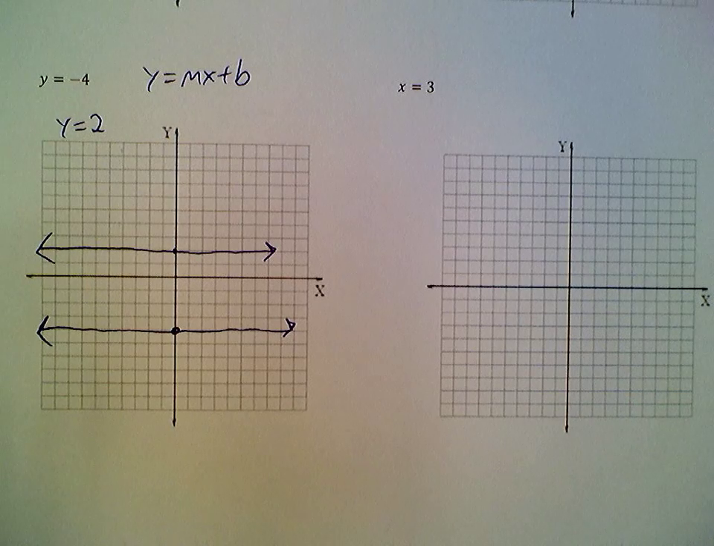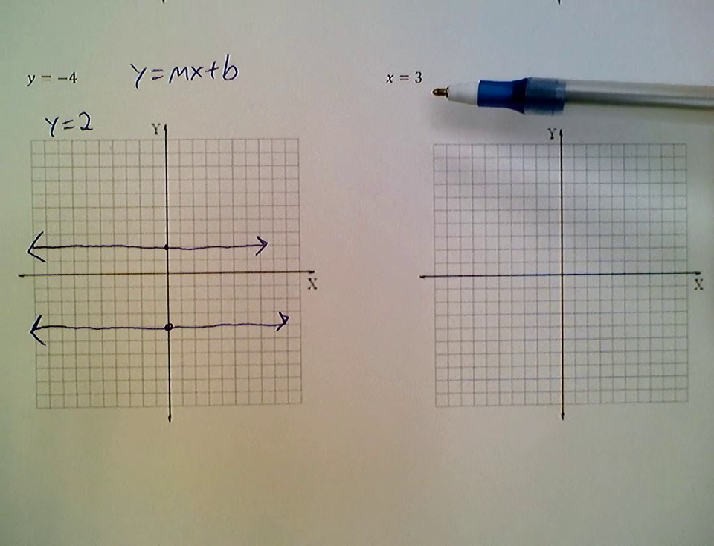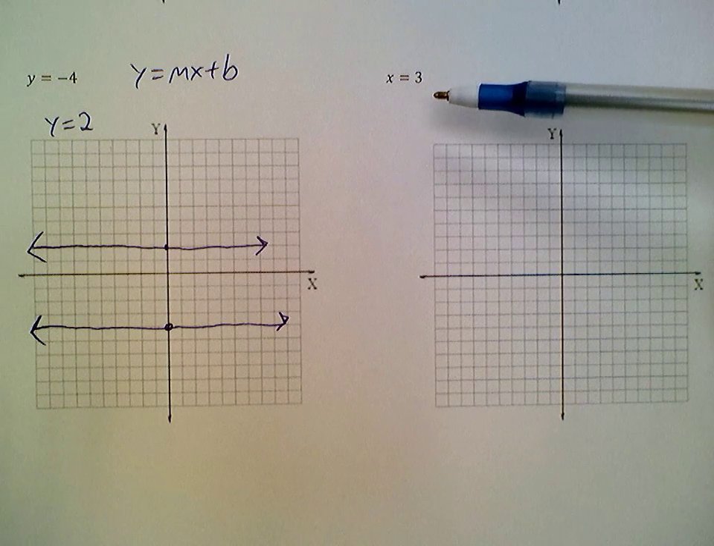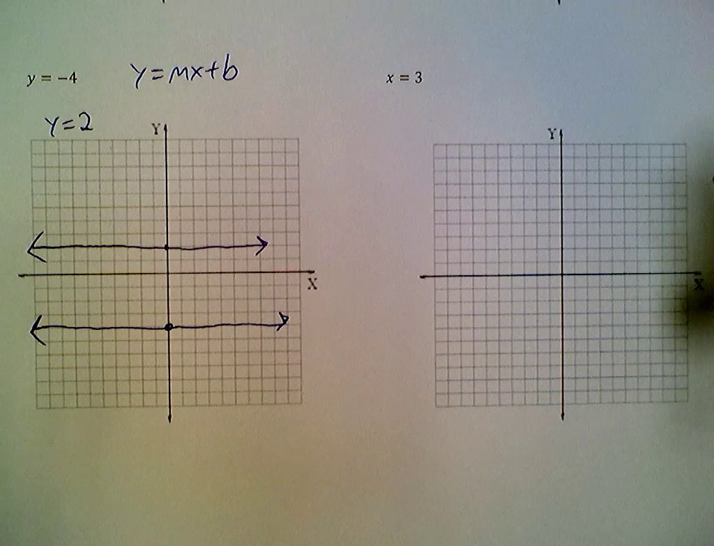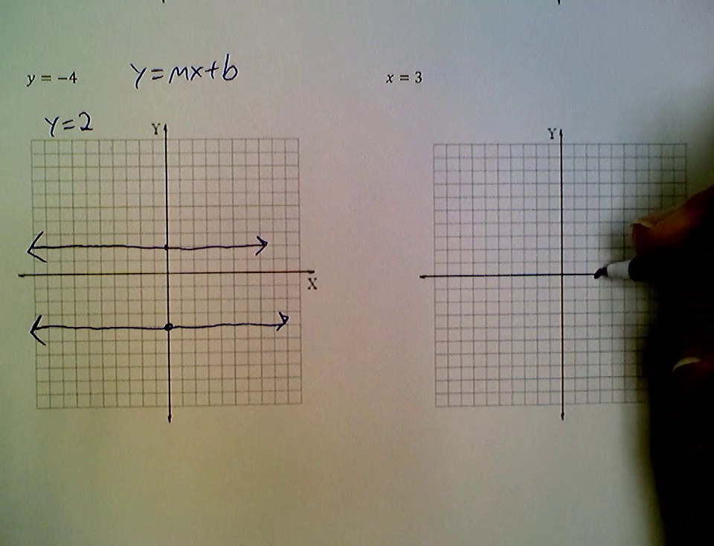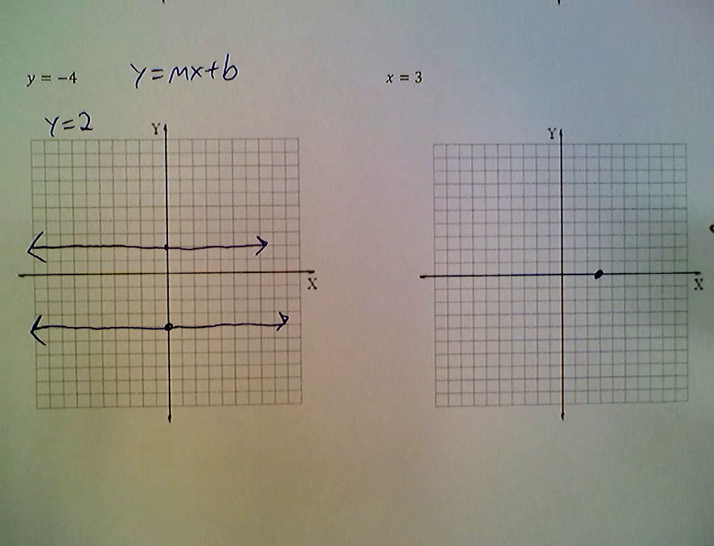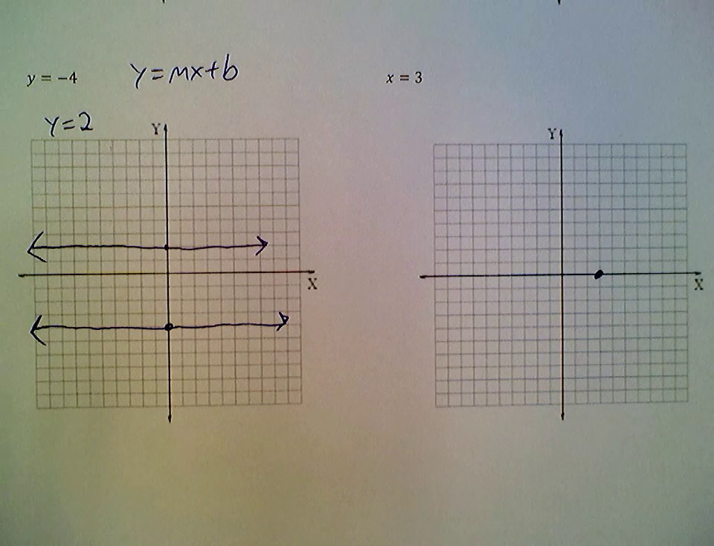Okay, so y equals is a horizontal line. x equals then is a vertical line. If x equals 3, it's kind of a special case because you can't write it in slope-intercept form in this case, because it's going to be a vertical line, which actually means that, if you remember, a vertical line has an undefined slope. So with an undefined slope, you can't put it as y equals. You can't put it in slope-intercept form, because in slope-intercept form you need to have a defined slope.